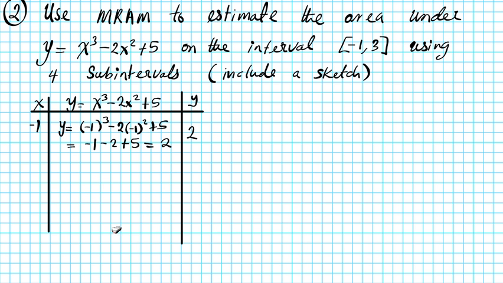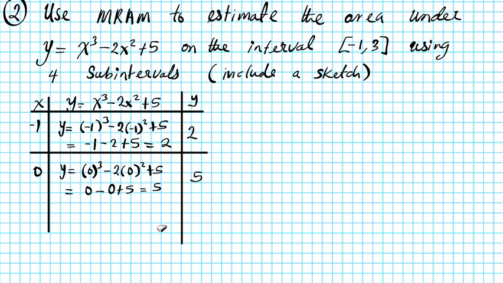Moving along. Now let's input the next x value, which is, let's go for 0. I'm going to use integers here. So for 0, we're going to have y equals 0 cubed minus 2 times 0 squared plus 5. For this, we're going to have 0 minus 0 squared, 0 times 2 is 0, plus 5 equals 5. So output here is 5.